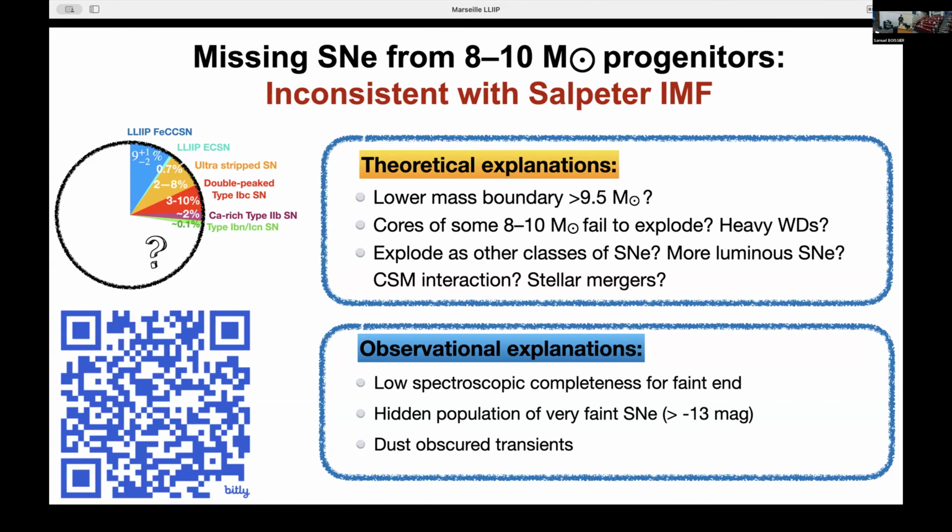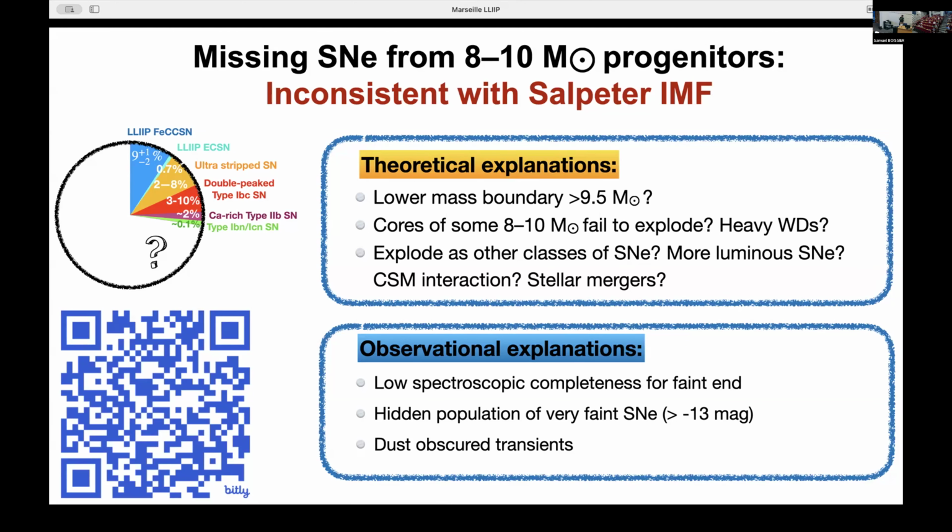Maybe the cores of some of these 8 to 10 solar mass stars just fail to explode, or maybe they form heavy white dwarfs. Maybe they explode as other classes of supernovae. Maybe they explode as more luminous supernovae. Maybe they undergo stellar mergers, as we heard about yesterday, and then show up as more luminous supernovae, or also due to CSM interaction.